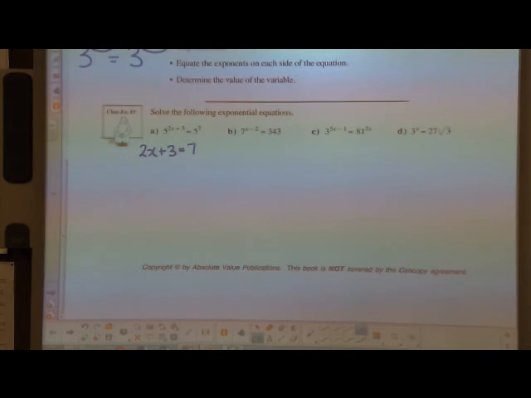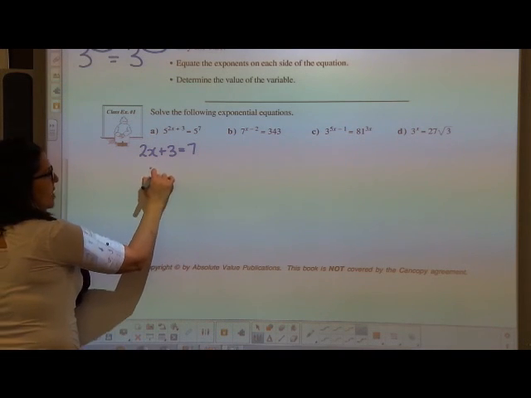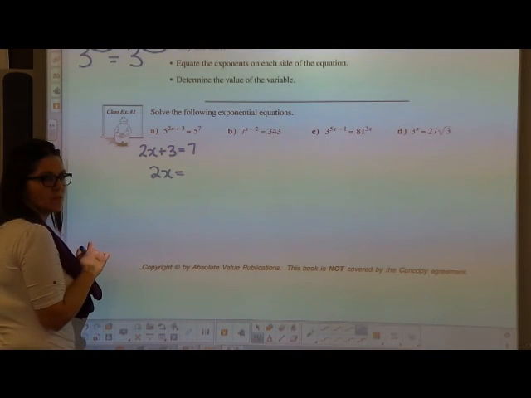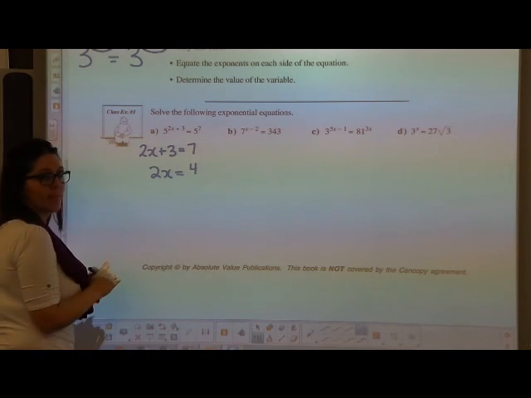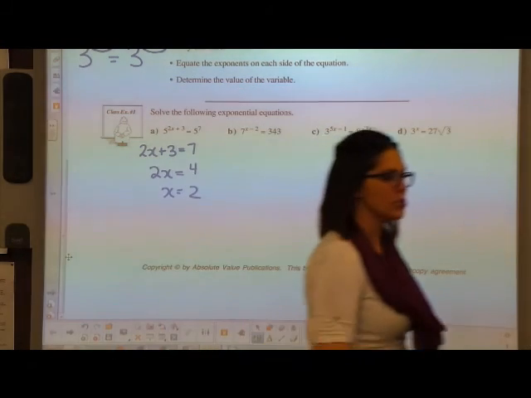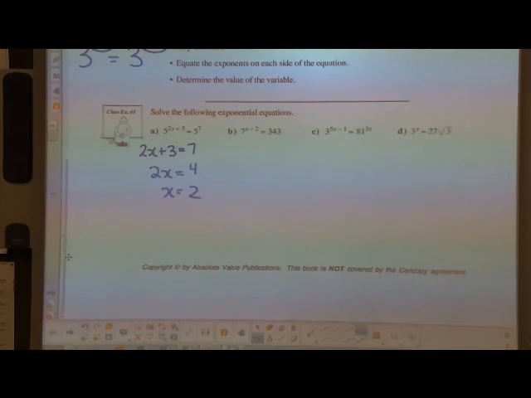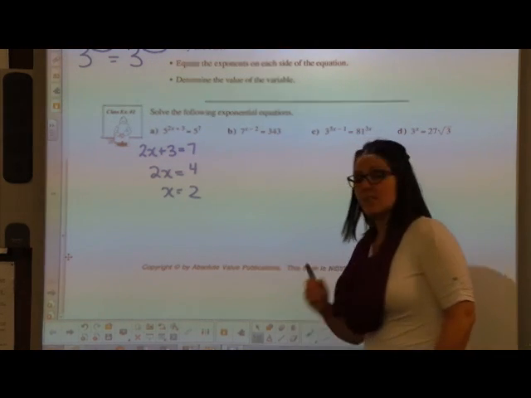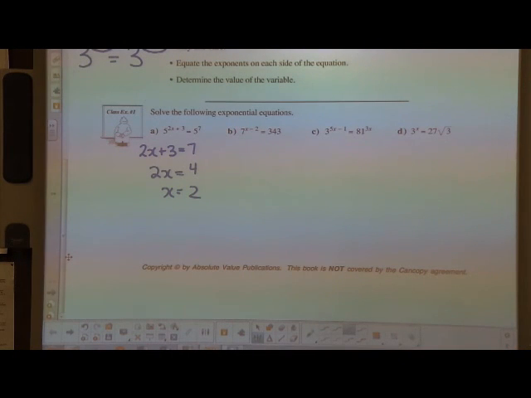So I can ignore the base 5 and just look at the exponents. How do I solve this? When I subtract both sides by 3, I get 2x equals, and then what? So x would equal 2. And if I put 2 back into that expression, 2 times 2 is 4. And 4 plus 3 is 7. Does that equal the other side? Yes.